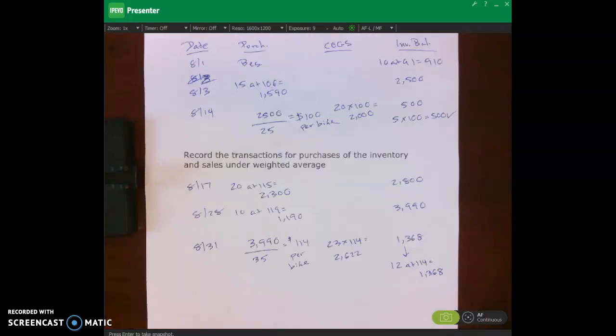All right, so let's take a look to see how you did. On 8-17, we bought another 20 bikes at $115 each for $2,300, plus that $500 gives us the $2,800 here.